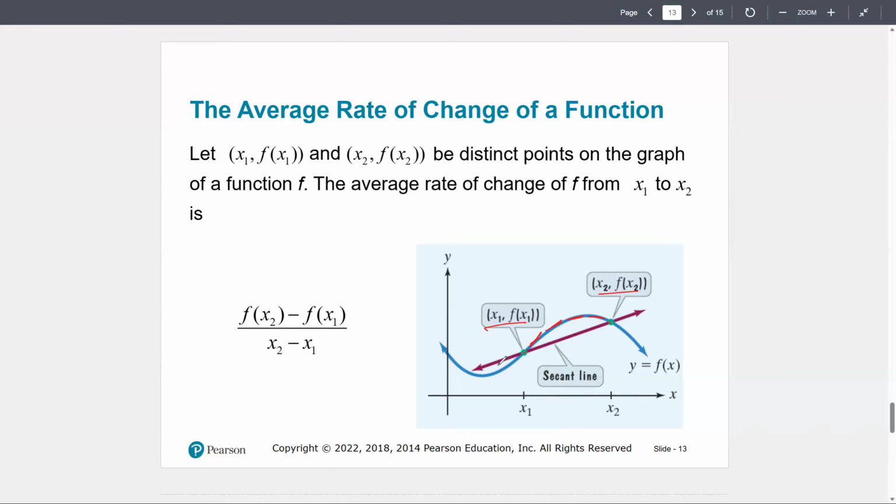So an average rate of change here would be f(x2) minus f(x1) over x2 minus x1. Because remember, this is just y2 minus y1. So my slope formula really hasn't changed much. It's just we're using f(x) now.